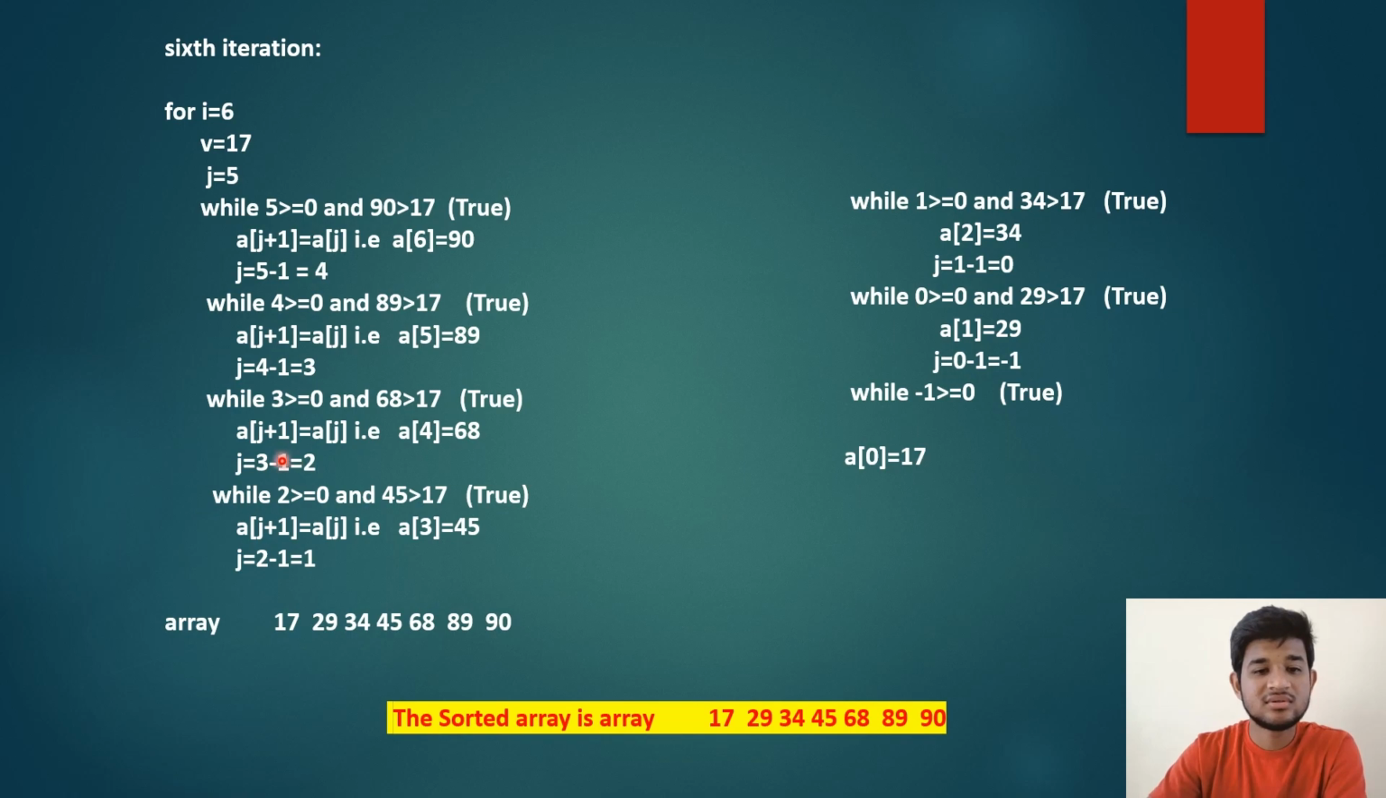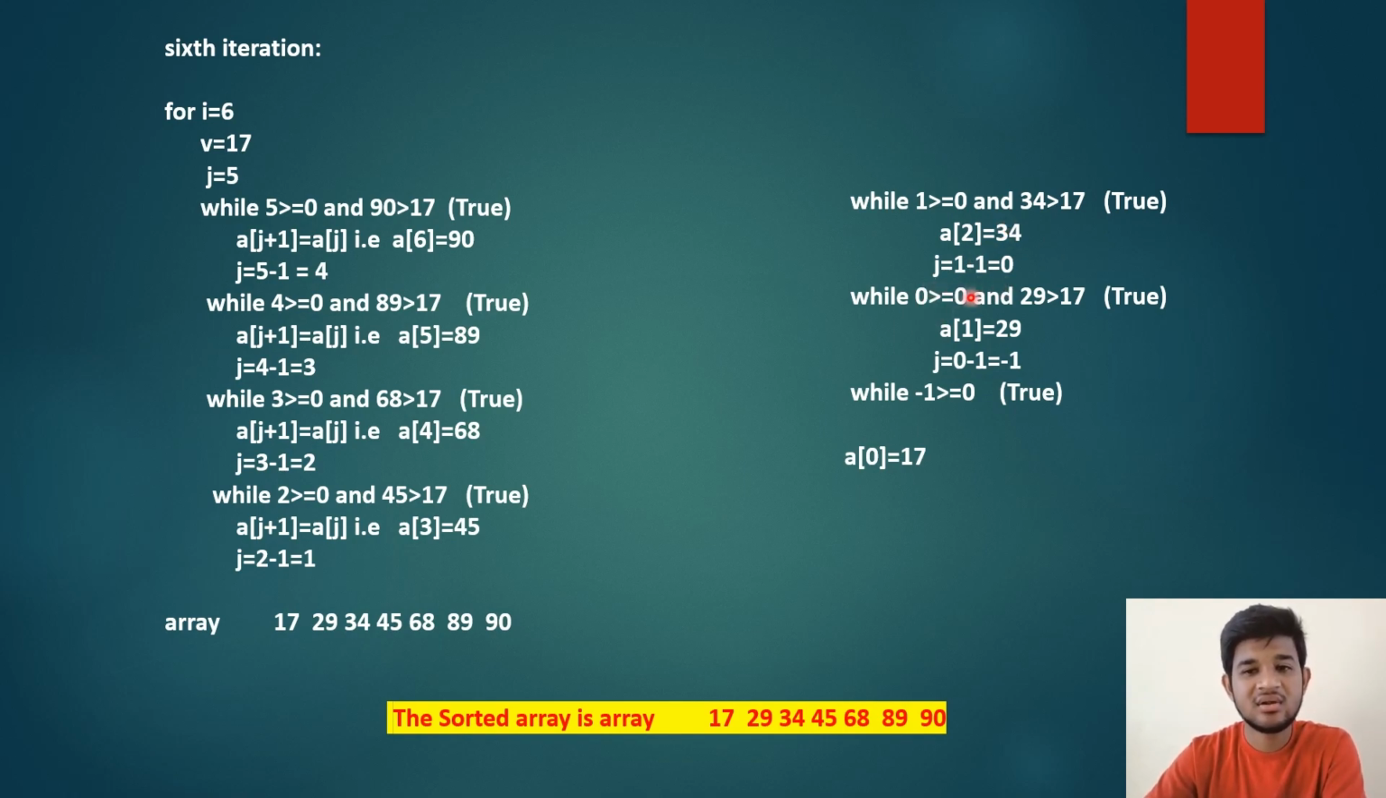Now the j value is 2. While j is greater than or equal to 0, that is 2 is greater than or equal to 0 and 45 is greater than 17, both conditions are satisfied, true. Therefore a of j plus 1 is equal to a of j, that is a of 3 is equal to 45. j is decremented by 1, that is 2 minus 1 is equal to 1. Now the j value is 1, while 1 is greater than or equal to 0 and a of j, that is 34, is greater than 17, true. Therefore a of 2 becomes 34 and j is decremented by 1.